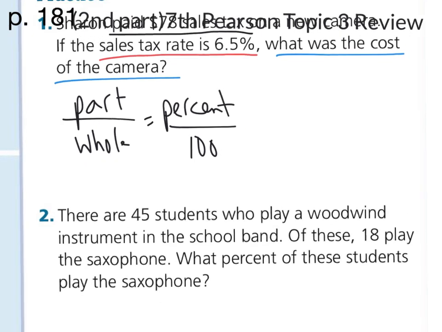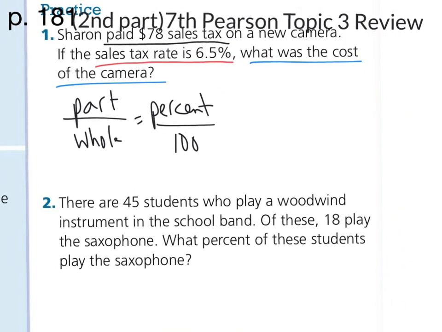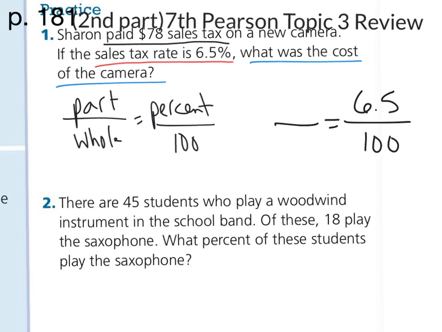So one of the things you might notice initially is that we know what the percent is. So the percent is 6.5%, which is 6.5 over 100. Then the other question is, where does the 78 go? $78 is the tax that we paid, so that's the part, and we're trying to figure out what the whole is. So this would be what the proportion would look like if you set it up that way.